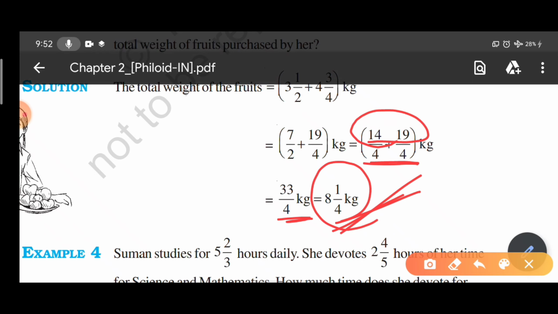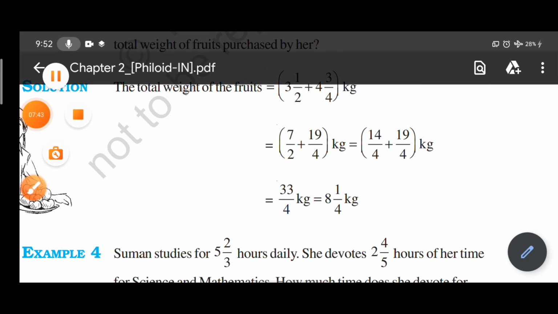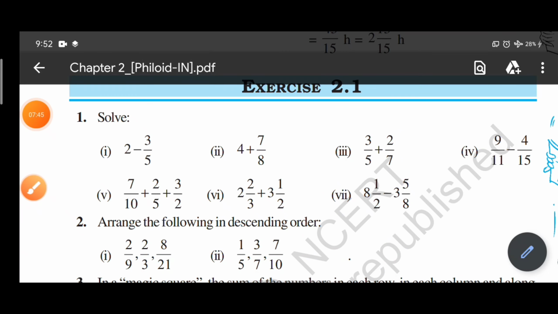Then it is converted into a mixed fraction. Okay, I explained above how you can convert an improper fraction into a mixed form. So let us move ahead now. Have a look at some exercise questions.